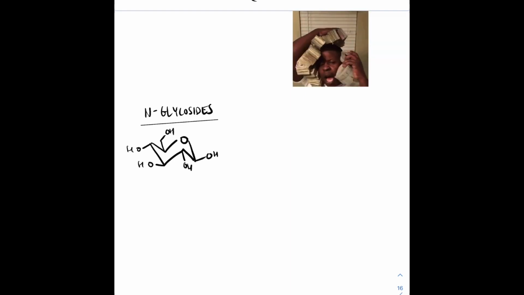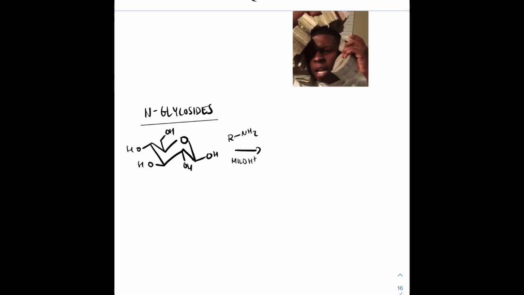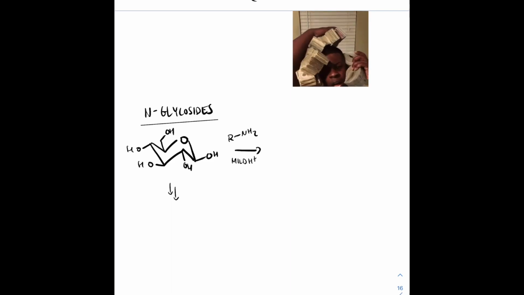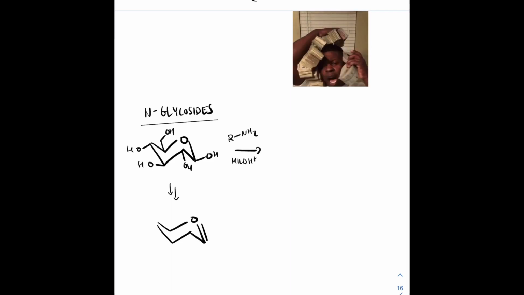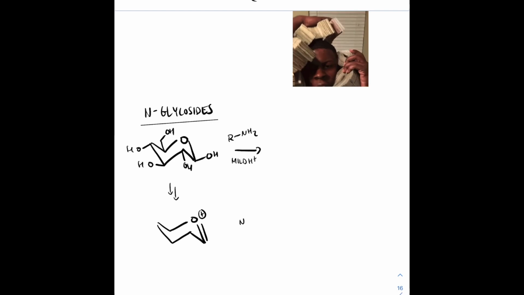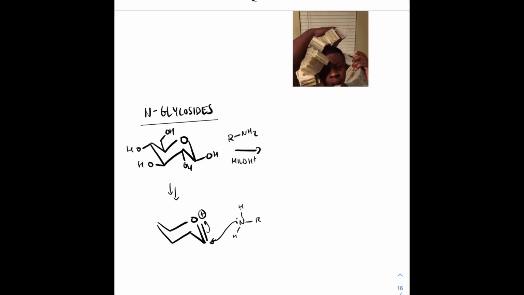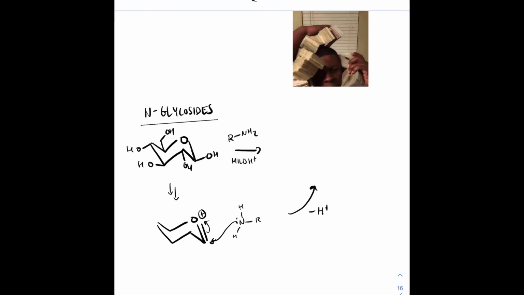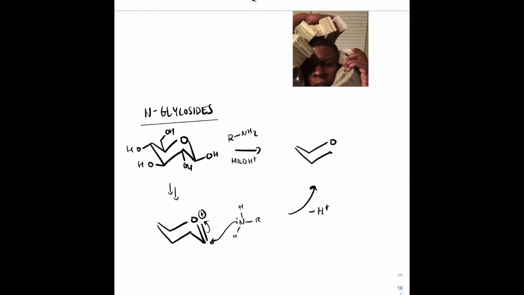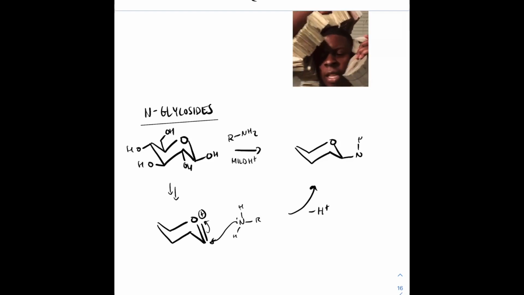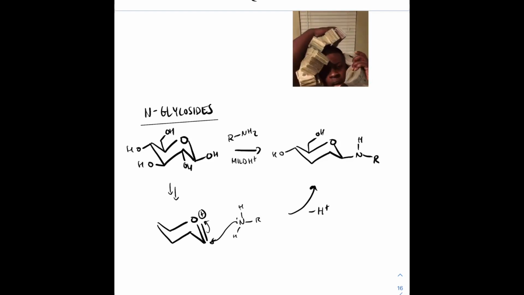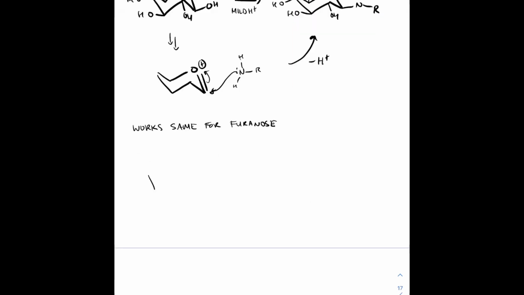The next portion of the discussion is N-glycosides. So let's say we have this sugar molecule here, and in the presence of mild acid, we form this oxonium intermediate. Remember, this can be attacked by a nucleophile. Usually we've seen it being attacked by water or an alcohol, but why not an amine? So if we threw an amine in there, we could form something called an N-glycoside. All right, well, cool story, bro. Why do we care? Well, because it works the same for furanose.